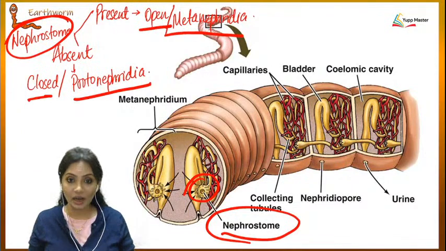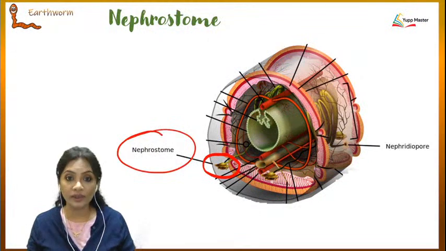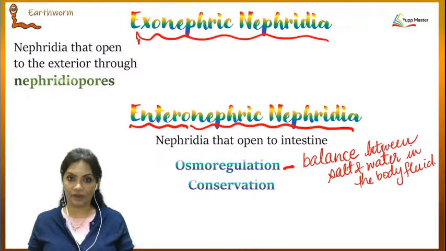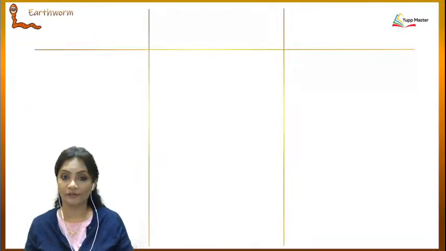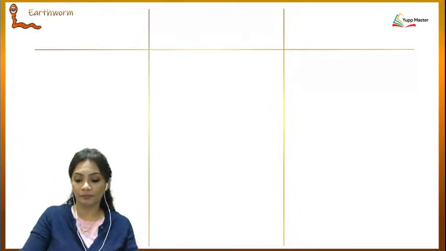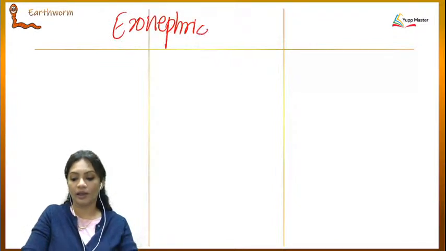Okay, so right now we just did 4 types of nephridia, right? What did we just do? The first one we did exonephric, enteronephric. Then we did metanephric and we did protonephric. Remember those 4 points that we just did. Let's just recall those. First we had exonephric, and we had enteronephric.